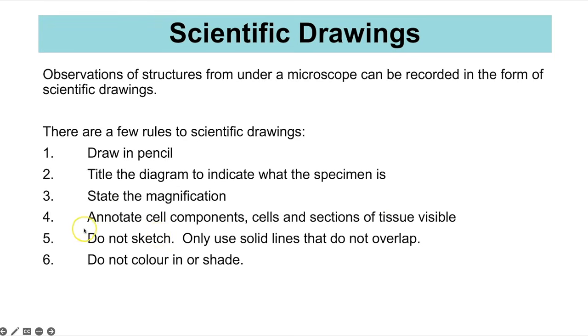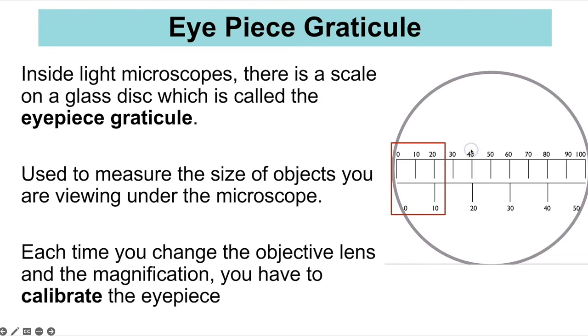There shouldn't be any sketches, and what that means is you should only use solid lines, no overlapping lines. It's not an artistic drawing, it's a very factual drawing just showing shape, proportion, location. And there shouldn't be any colour or shading in either. So that's the whole aim of a scientific drawing, showing the size, location and proportion.